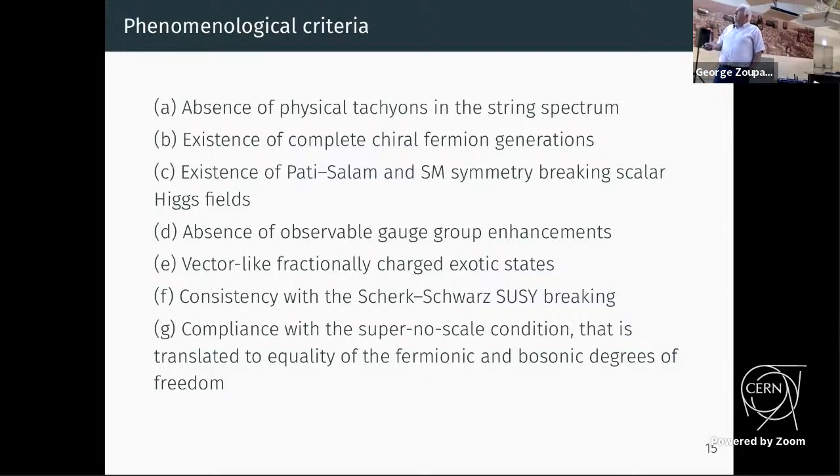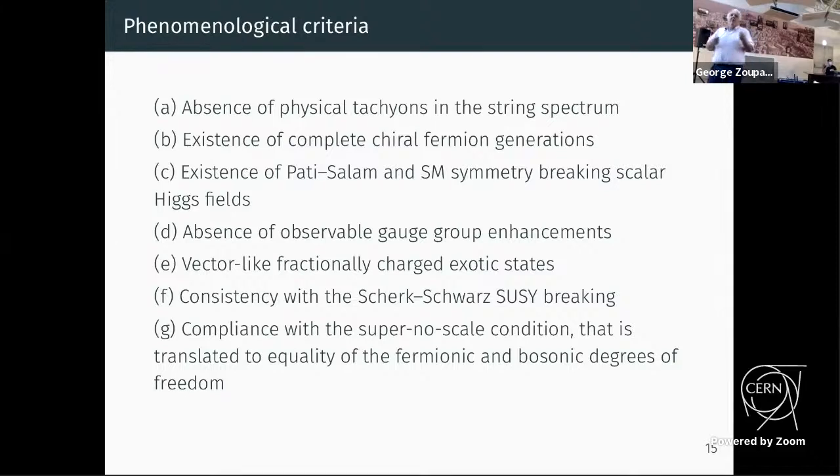Another criterion is the consistency with the SUSY breaking mechanism. This is not trivial, and the calculation you have to do to write down the compatibility criteria is very long, and it doesn't fit in 10 or perhaps 20 transparencies. You have to go to the orbifold formulation, make a correspondence between the orbifold and the fermionic formulation, and then go back to the fermionic and write down the criteria, which actually take 2 pages of computer code to write down. And then the most difficult is compliance with the super no-scale condition.